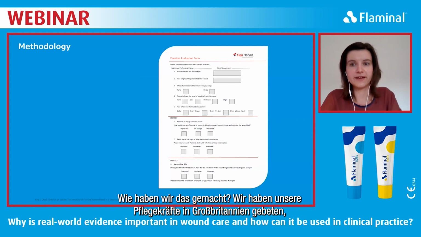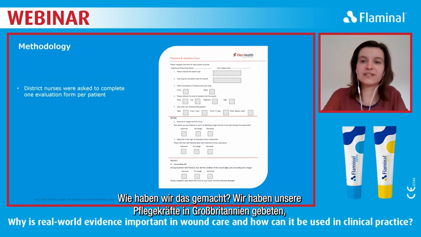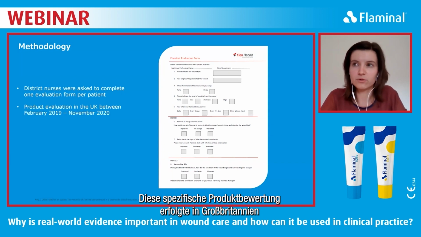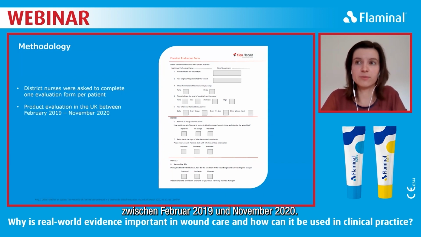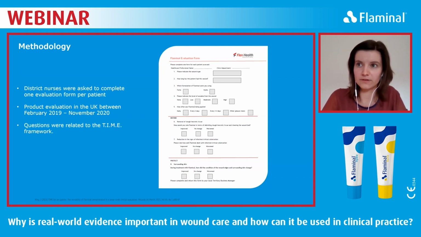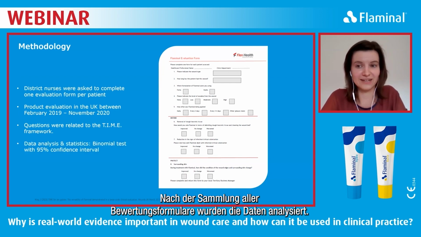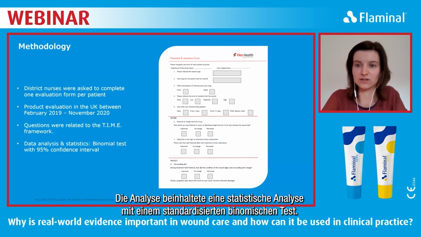How did we do this? Well, we asked our UK district nurses to complete one evaluation form per patient to document the performance of Flaminal. This specific product evaluation was performed in the UK between February 2019 and November 2020. The questions on the form all related to the TIME framework, and following the collection of all evaluation forms, the data was analyzed, and the analysis included a statistical analysis using a standard binomial test.